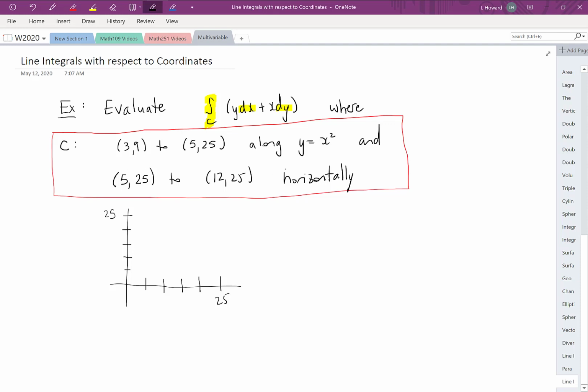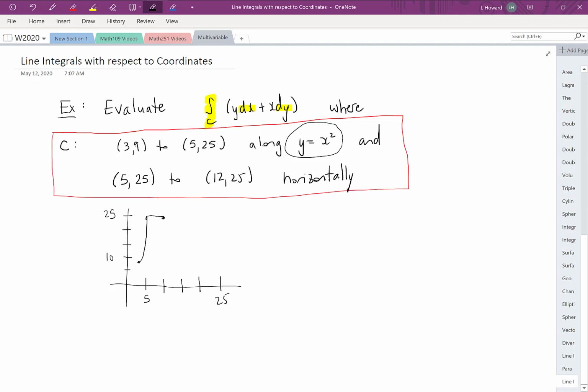So the curve is really divided into two parts. On the first part, we're traveling along the parabola y equal x squared, and we're doing that from the point (3, 9) to the point (5, 25). Okay, so going up in increments of 5 here, let's just label stuff. So (3, 9) might be roughly about there, going up to (5, 25) along the curve y equal x squared, and then from there, we're going to travel horizontally. So we're going from (5, 25) over to (12, 25). So let's say about there.